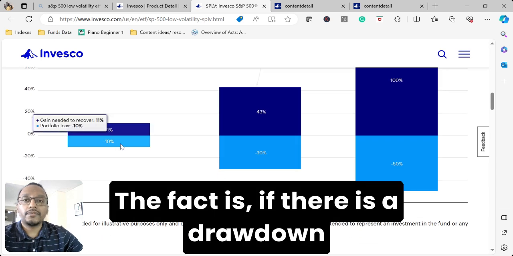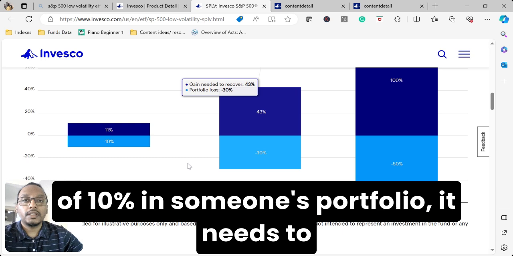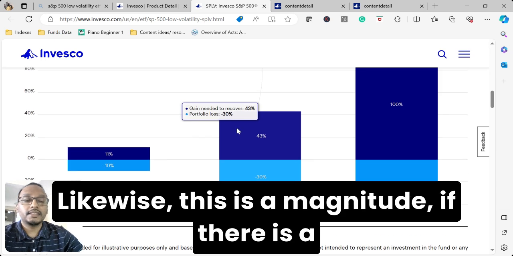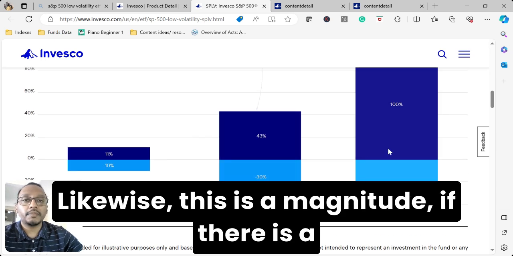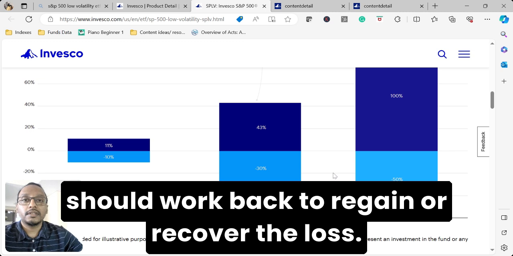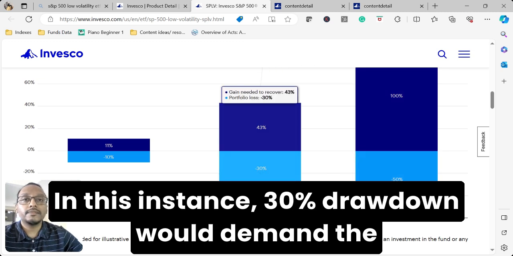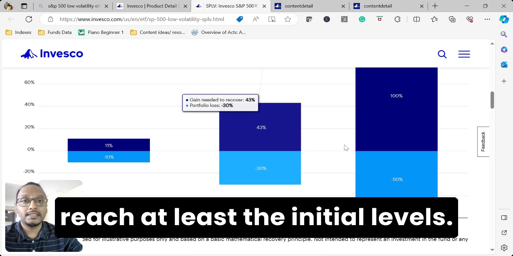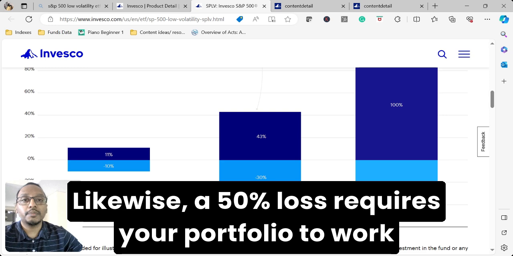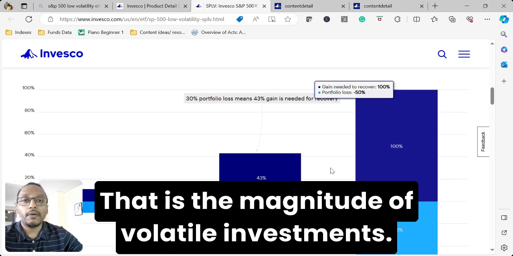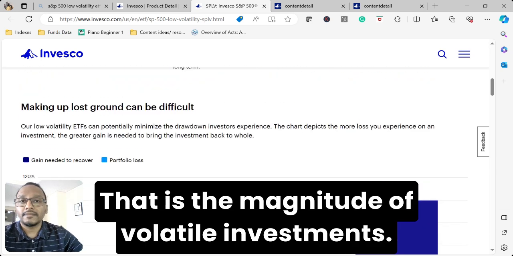The fact is, if there is a drawdown of 10% in someone's portfolio, it needs to work back 11% to recover the loss. Likewise, this is the magnitude: if there is a drawdown in the market, how much more the portfolio should work to regain or recover the loss. In this instance, a 30% drawdown would demand the portfolio to gain 43% to reach at least the initial levels. Likewise, a 50% loss requires your portfolio to work back 100% to recover the loss. That is the magnitude of volatile investments.